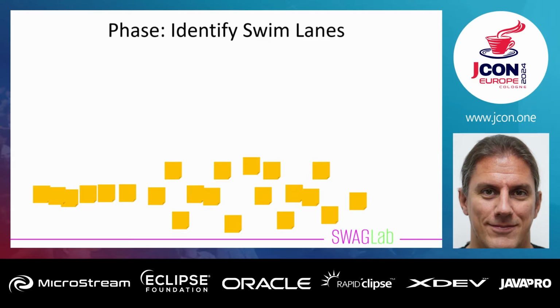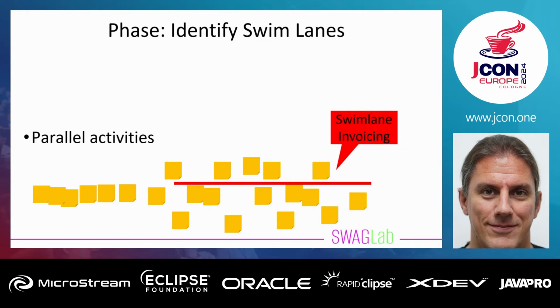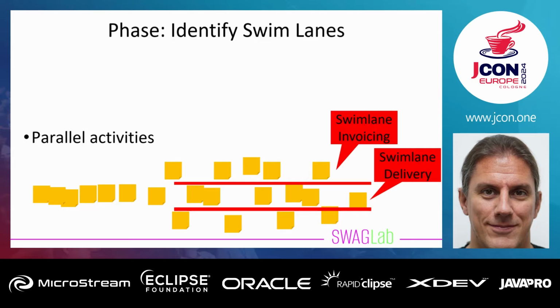So you can have parallel activities, for example, and you would separate them, and then you have a swim lane. So for example, here's a swim lane that deals with invoicing, right? So it writes an invoice after we've ordered something. And here is another swim lane that deals with delivery. So we have two parallel things.